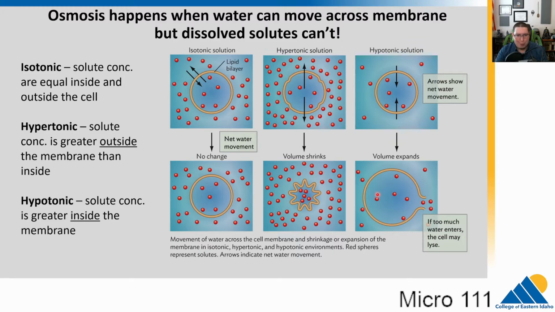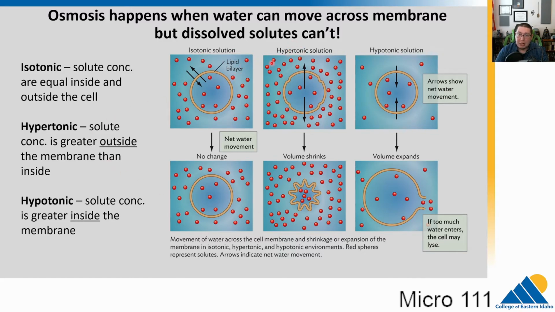Now, you probably can guess that cells exploding is not a great thing if you want to stay alive. So this is why there is saline added to IV solutions, right? It helps balance what we call tonicity, right?